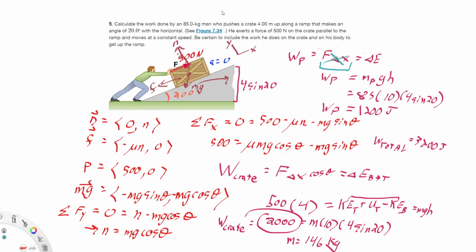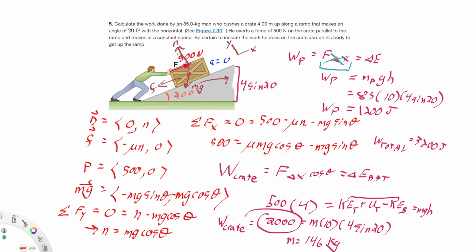Right? So yes, he has kinetic energy at the top of the ramp and the bottom of the ramp, but it's the same amount of kinetic energy. So the change in kinetic energy is zero, right? He's also getting more potential energy because he's going up. Okay. Yes, and that is what we ended up calculating here.